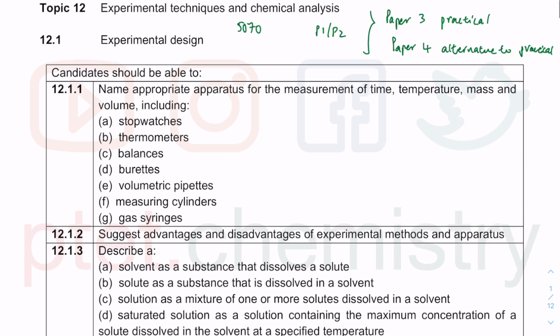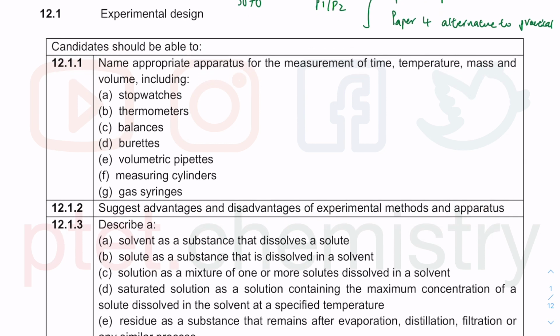So let's get started. Ideally speaking, I shouldn't even be teaching this topic without being in the lab and showing actual apparatus, but at this very moment in time, due to the current school closure as a result of the ongoing pandemic, we have to recall our experience from what we have done a few months ago, a few weeks ago, as well as your lower secondary experience when you had done science previously. So naming appropriate apparatus. You should be able to name apparatus.